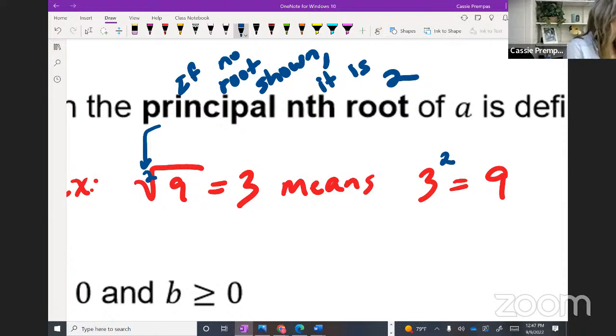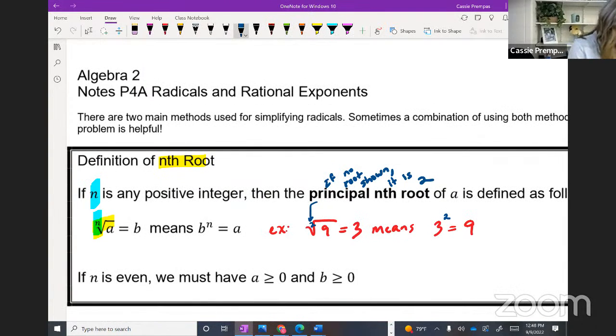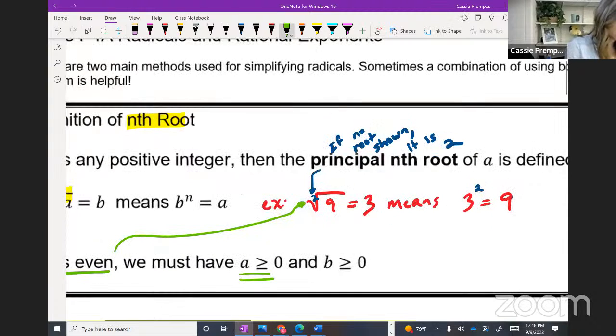Now, that's not the only important piece of information we have to focus in on. This next piece right down here. If n is even, well, let's talk about it. That example that I just gave you, was n even? Take a look at n. n is the little index. Is 2 even? Okay, so if n is even, which it is here, then you must have a being greater than or equal to 0. The fancy way of saying that is saying that a has to be positive. So that means this guy, he's representing a, which is 9, must be positive. So go ahead and write must be positive.